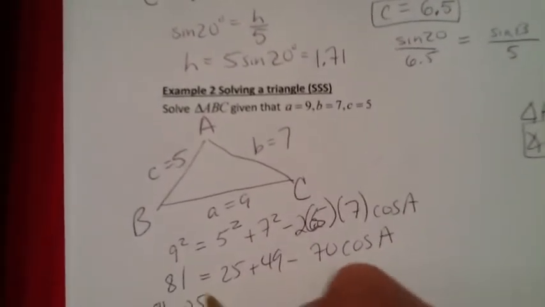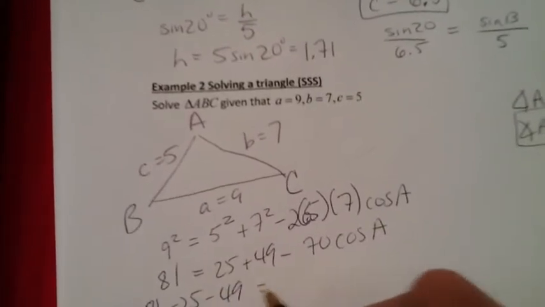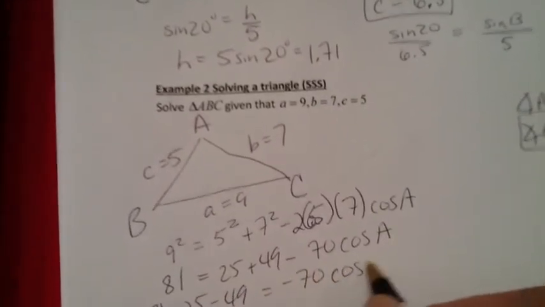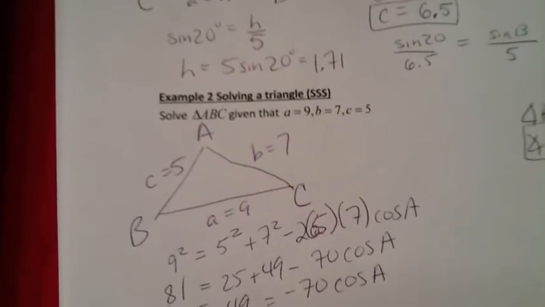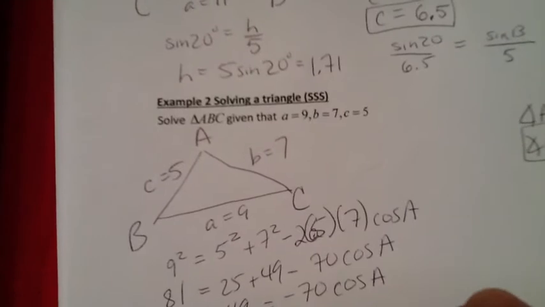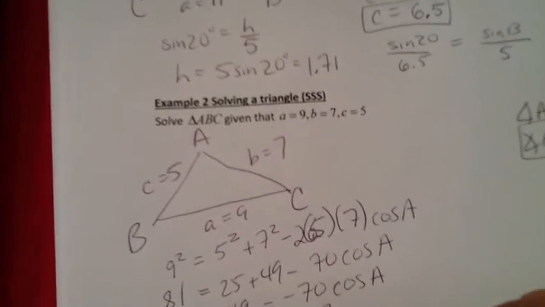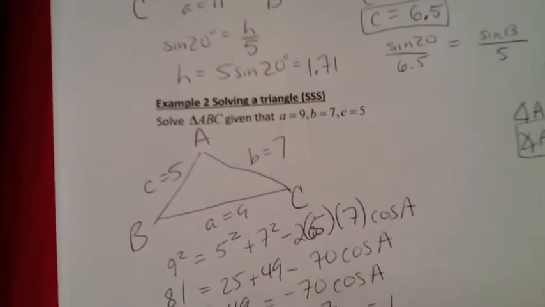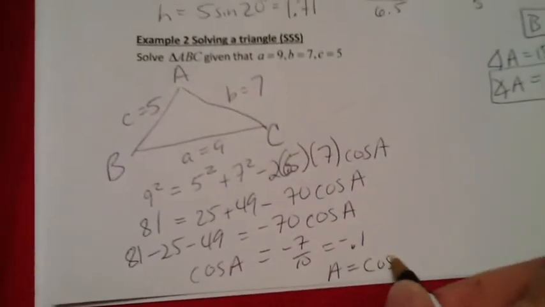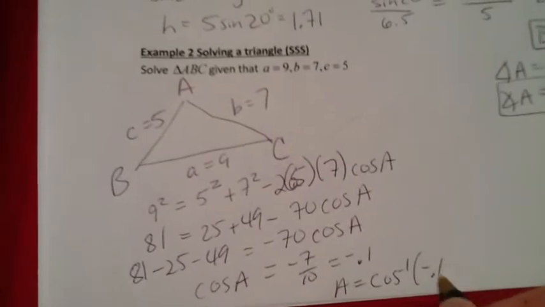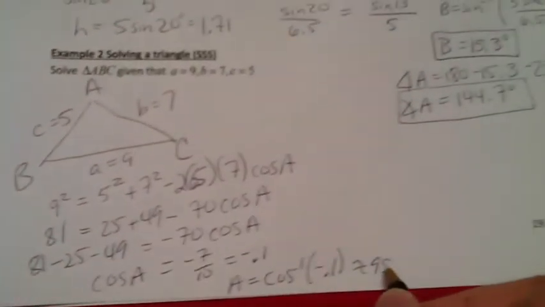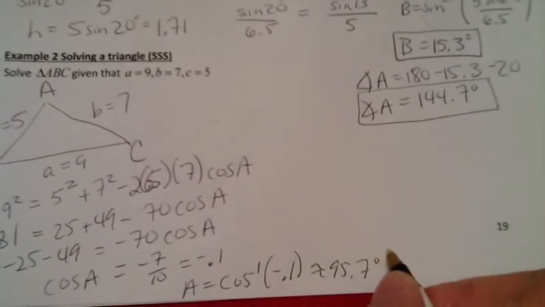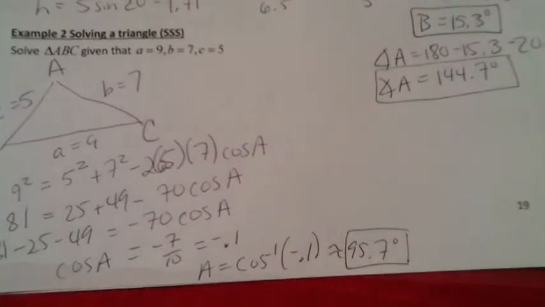81 minus 25 minus 49 equals negative 70. And by the time I get this all by itself, I am going to get negative 7 over 10, which is negative 0.1. A is going to be the inverse cosine of negative 0.1, and I get about 95.7 degrees. Keep getting off the screen.